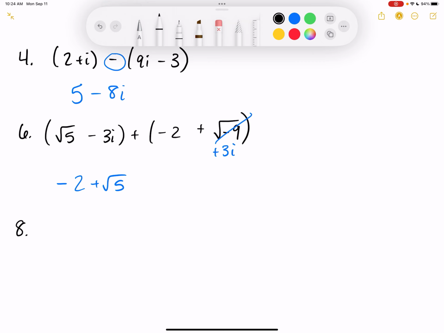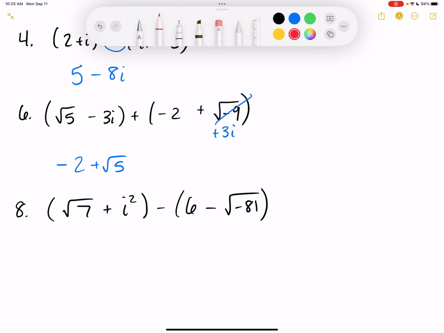And another one that's just a little bit different. Number 8, the square root of 7 plus i squared minus 6 minus the square root of negative 81. So what do we see with this one? So we have an i squared, and what is i squared? That's negative 1. So this is going to be a negative 1. And then what else do I notice? The negative square root, which is going to be what? Negative 9i.